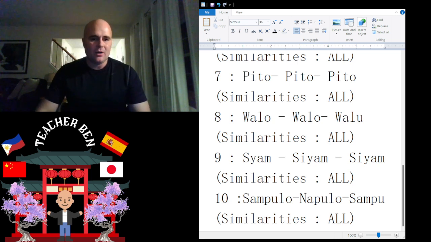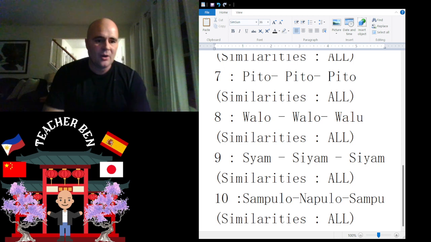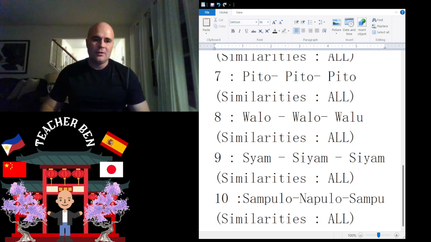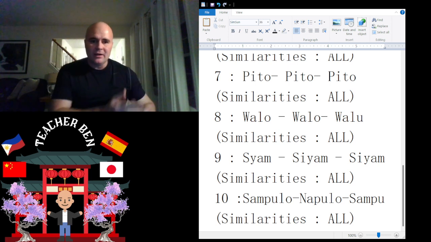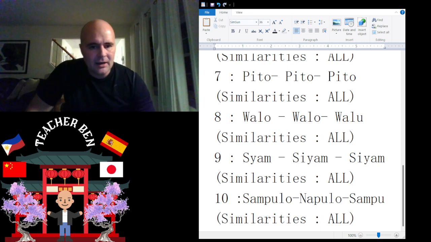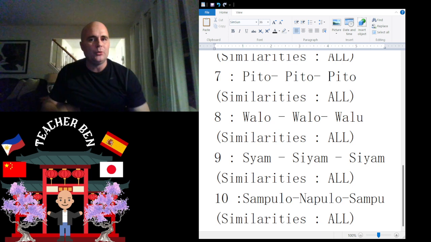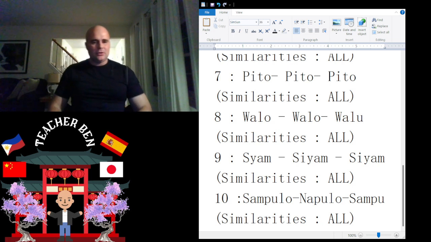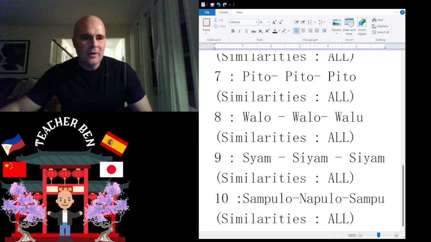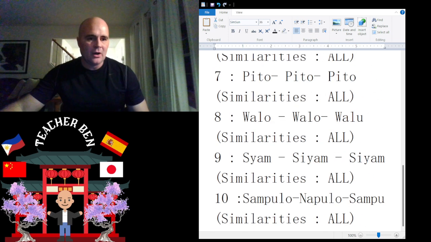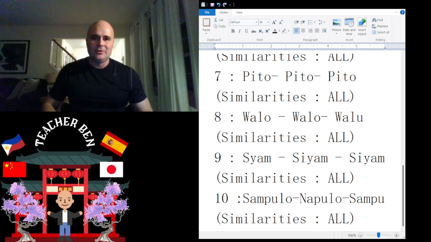That one is similar. All right, now let's look at Tagalog. Tagalog is going to be Sampu. So what we have done here is, between Bicol and Tagalog, Bicol actually has an L-O at the end. So I do think Tagalog is similar to Bicol. Now, let's actually look at Bisaya to Tagalog. We have Napulo to Sampu. All right, so I don't think that is similar, but as I said in the beginning, we are analyzing this relative to Bicol. Relative to Bicol, all of them are similar.